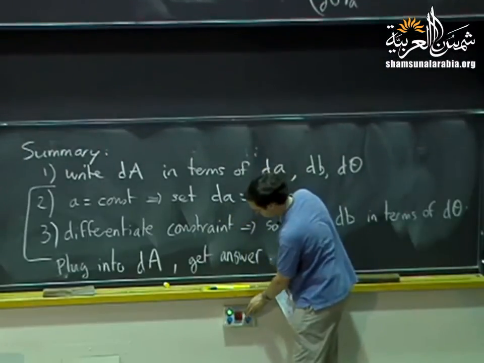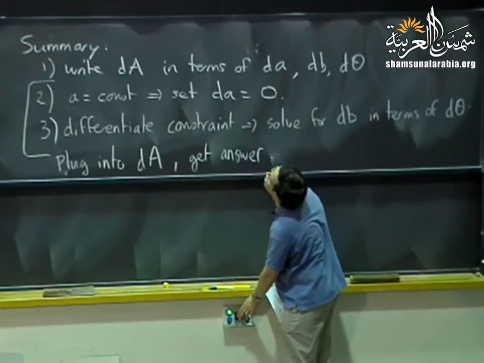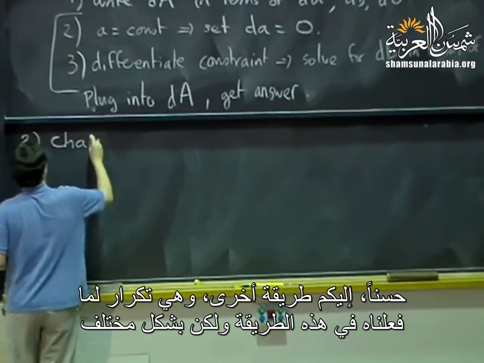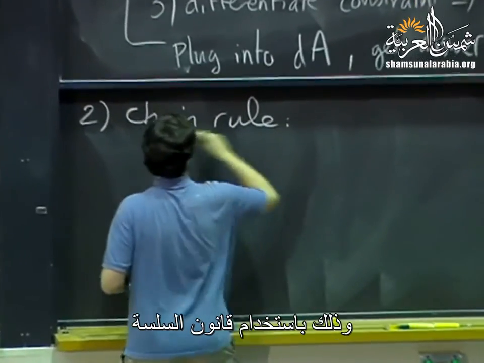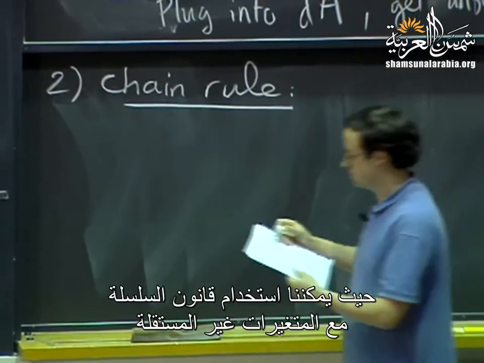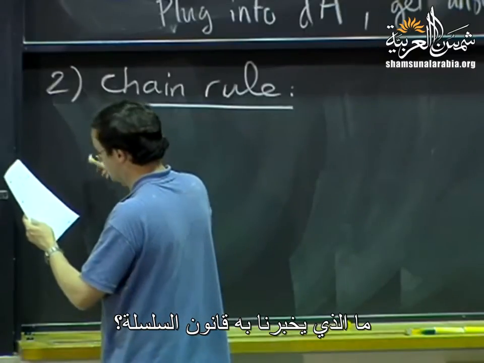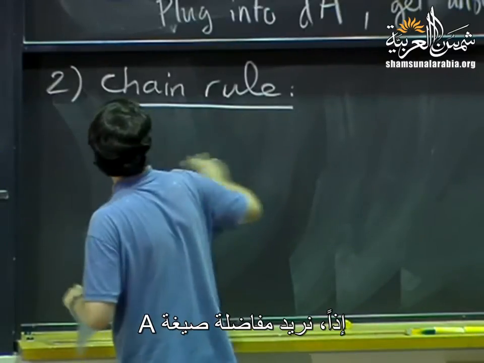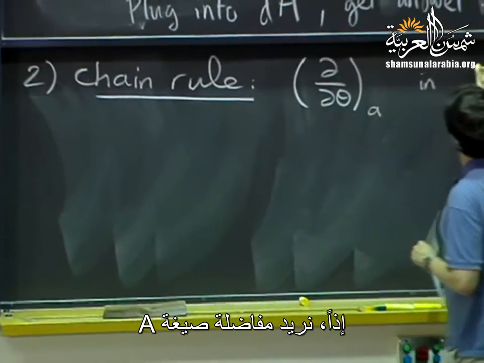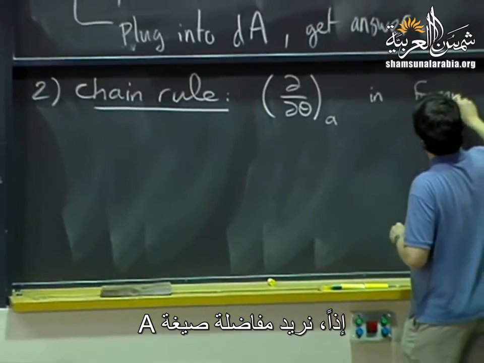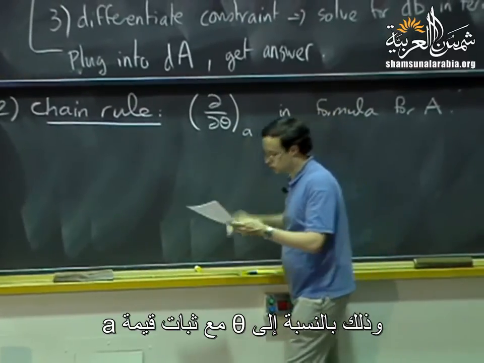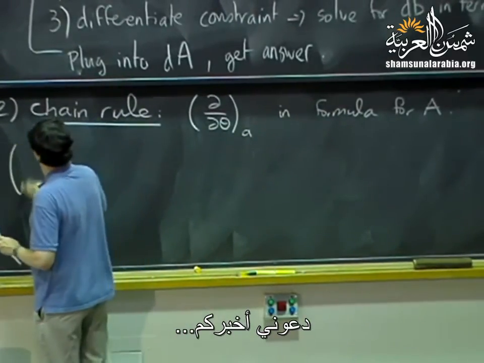Okay. So here's another method to do the same thing differently. It's to use the chain rule. So we can use the chain rule with dependent variables. Okay? So what does the chain rule tell us? We will want to differentiate the formula for A with respect to theta holding a constant.